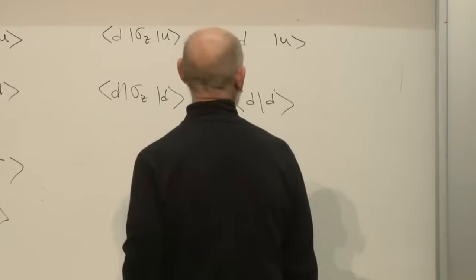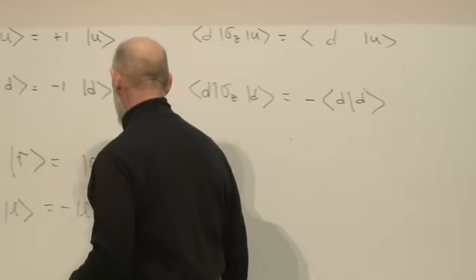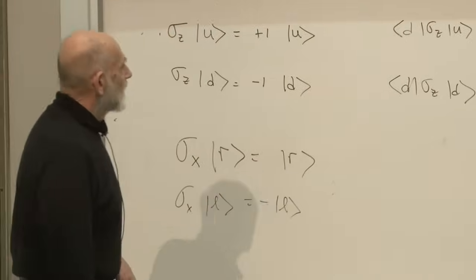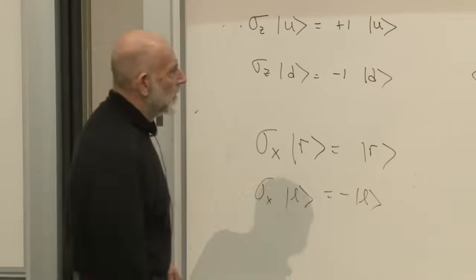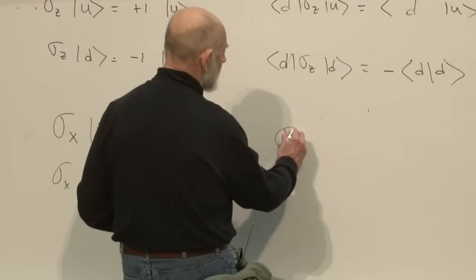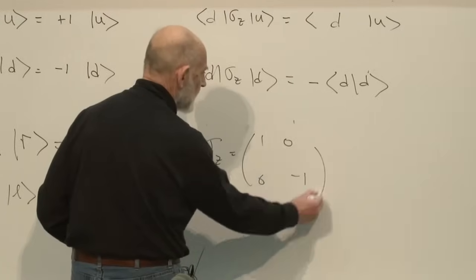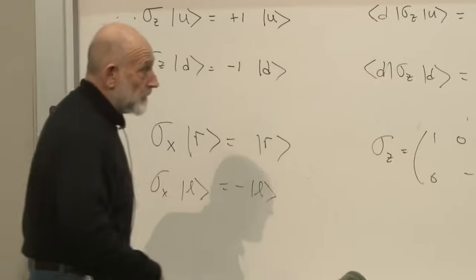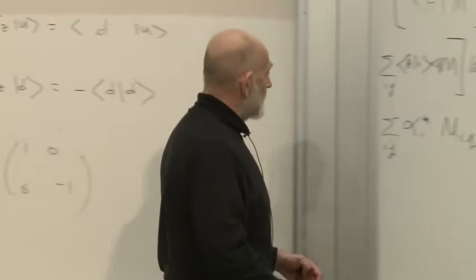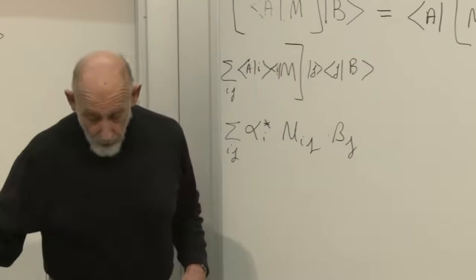What did I do with the Pauli matrix? Did I erase it? I worked so hard to get it. Sigma z is equal to 1, minus 1, 0, 0. Now we want to try to get sigma x. So the first step is erase the blackboard.